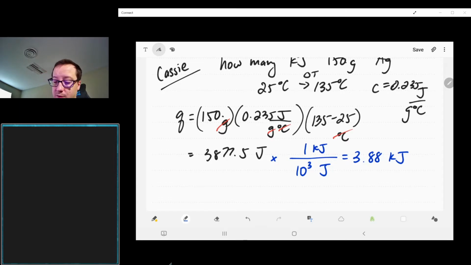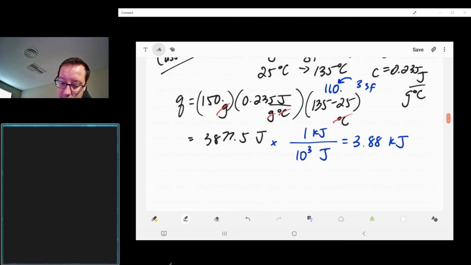3 sig figs, so don't forget, you might see that 25. But remember, when you do the math, you follow subtraction rules, which tells you the ones place is significant. So this number actually has 3 sig figs here. And so overall, you'll have 3 sig figs in your answer. Just in case that was a question there, because I didn't see what Cassie actually put as the answer. Okay, so you get 3.88. Cool. Alrighty.